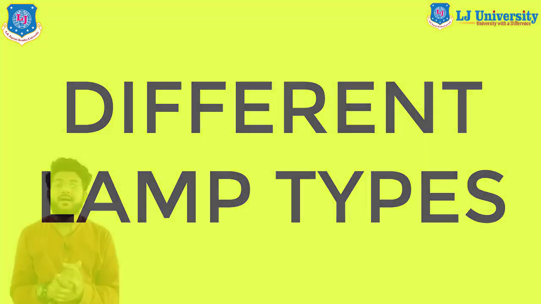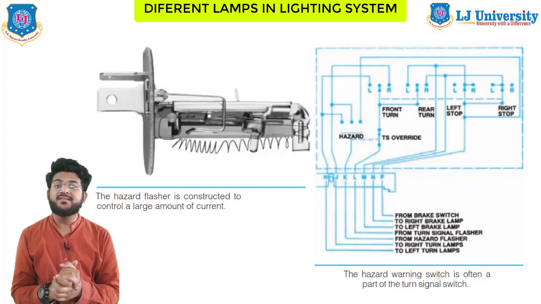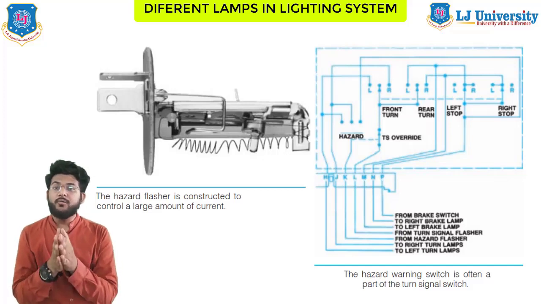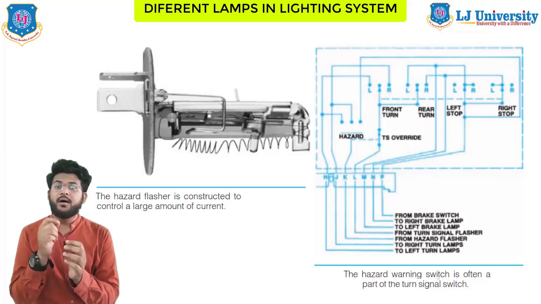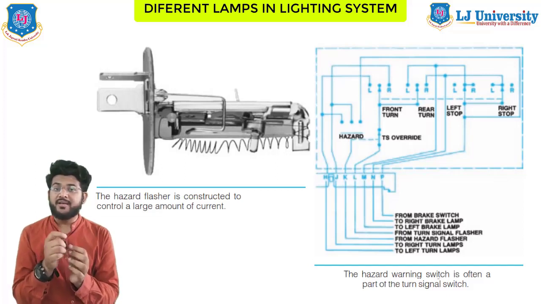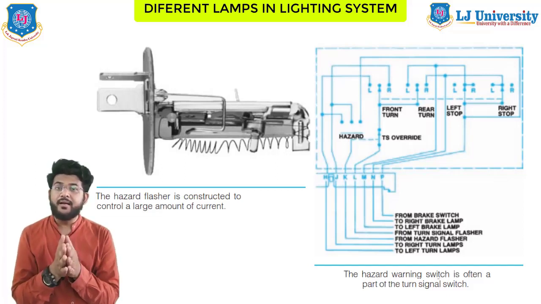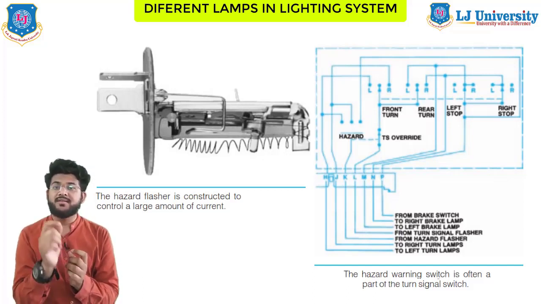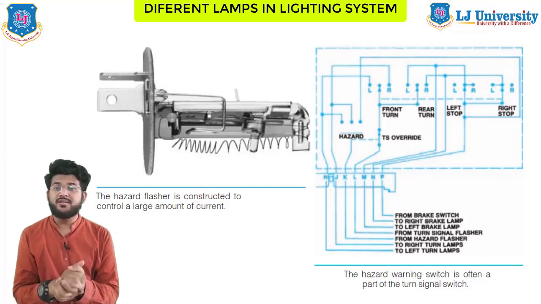So what is hazard warning lamp, or you can say emergency flasher? Let's see about the circuit of this flasher. All the motor vehicles sold since 1960 have the hazard warning lamp circuits. It is designed to warn other drivers of the possible danger in emergencies. So this is what the hazard lamp is used for. Now let's see about the circuit diagram.